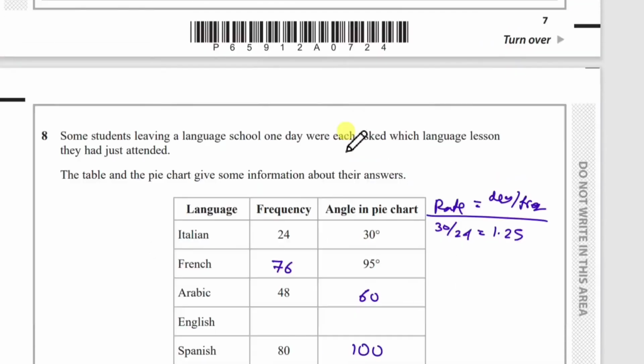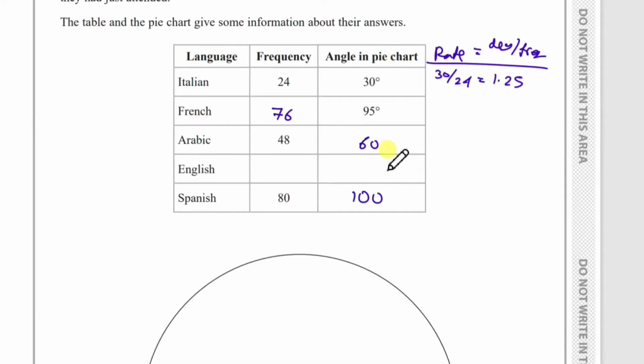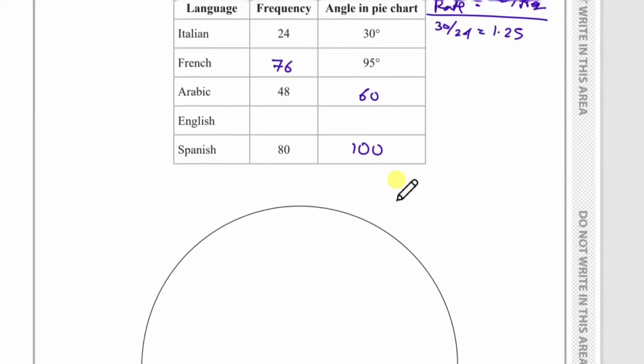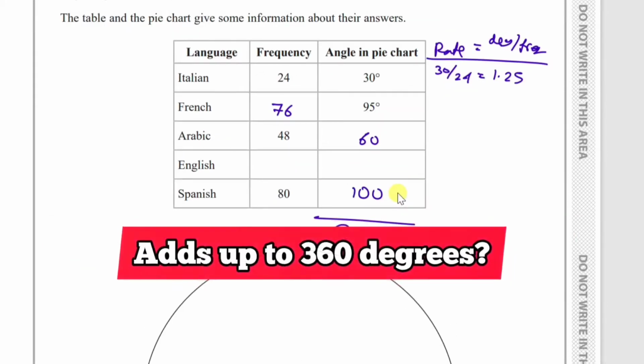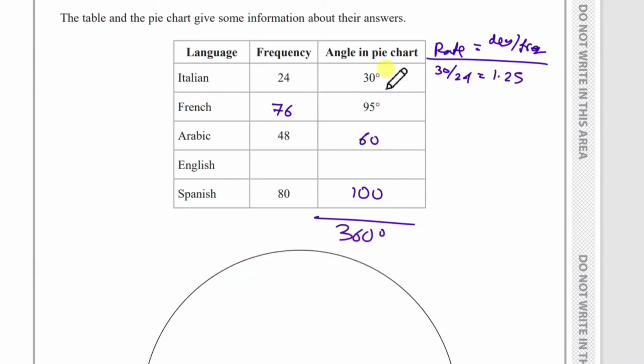So for the table, actually, no, we can work out English because what we know about a pie chart is that all angles in a circle must add up to what? 360 degrees. That's it. So we just got to find the difference. So if you add up these four numbers, we're going to have basically 30 plus 95 plus 60 plus 100. That gives us 285 degrees. Now, if we subtract that against 360, we get 75 degrees. So that's exactly what English represents. And to get a frequency, we're going to go from degrees to frequency. We're going to divide it by the rate. So divided by 1.25, you get 60 students that did English.